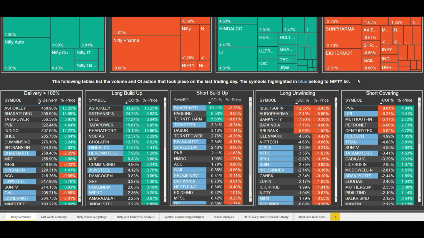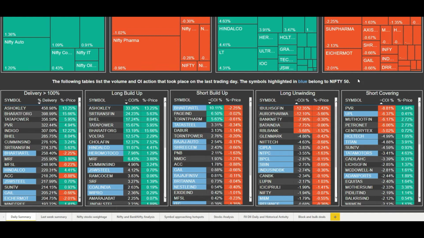So we have a list of around 143 stocks in the FNO stocks, and we have chosen the top 130 stocks. You can see all the 130 stocks here, and out of that we have highlighted the Nifty 50 stocks in blue. Coming to the first table from the left hand side, the title of the table is delivery greater than 100%.